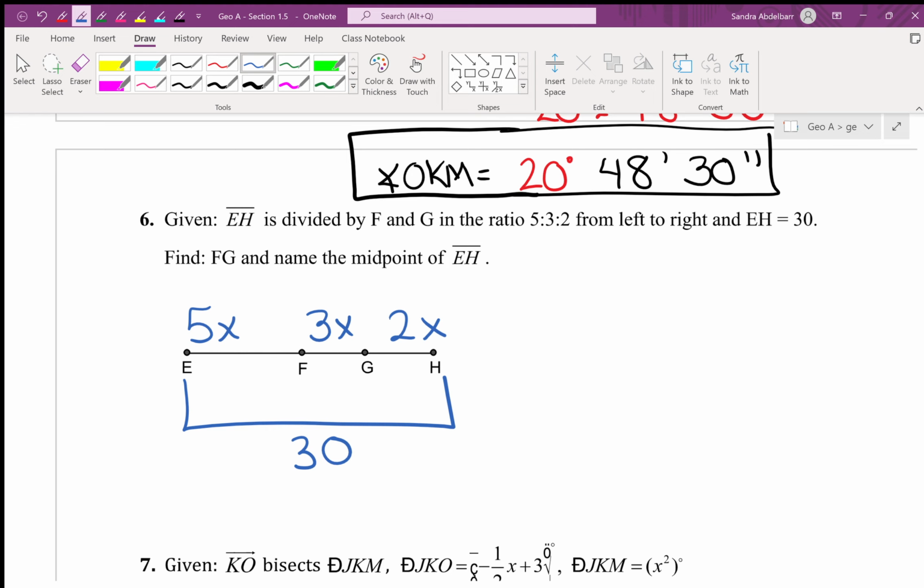Jocelyn: 5x plus 3x plus 2x equals 30. You got it. How come it doesn't equal 180? Because that's what I see all the time on the test. Connor? Because we were told in the beginning that EH equals 30. Okay, but why isn't it 180? Why doesn't EH equal 180? Why can't I assume it's 180?